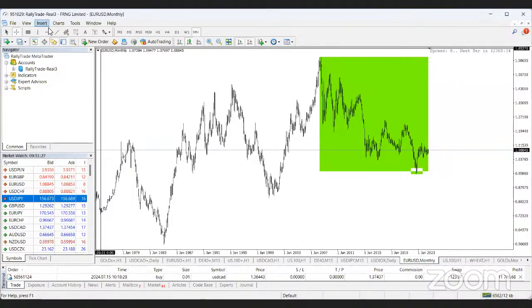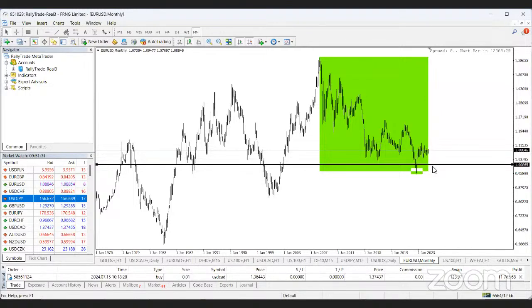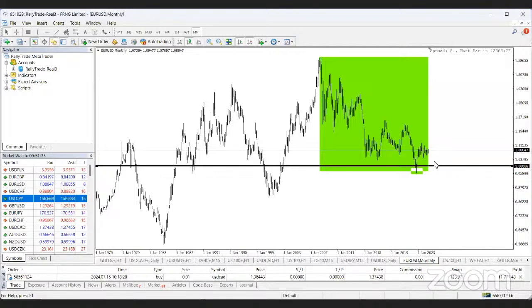Let me put a line on it. And you can see that somewhere around this zone. Somewhere around this zone. Can you see? So the price is not far from that parity line. That's where dollar and euro became equal. That means $1 was equal to €1.